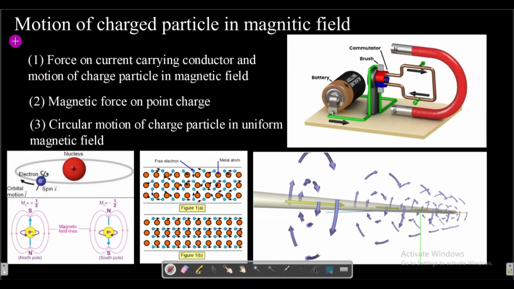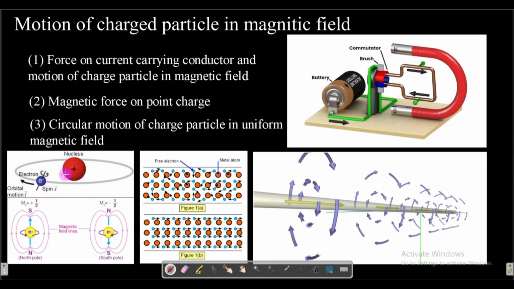Today in this lecture, we will discuss the motion of charged particles in an external magnetic field. As we discussed in the previous videos about the force on current carrying conductors, we will generalize that into the force on a single charged particle when we move that single charged particle in an external magnetic field.